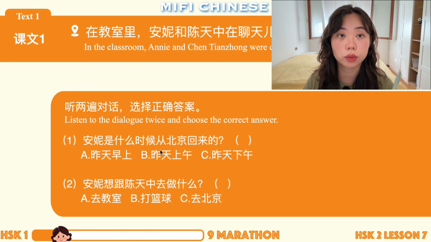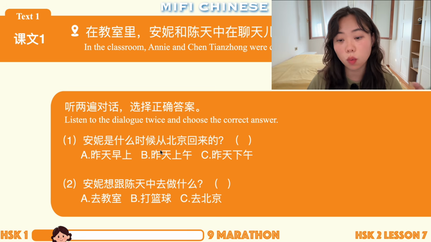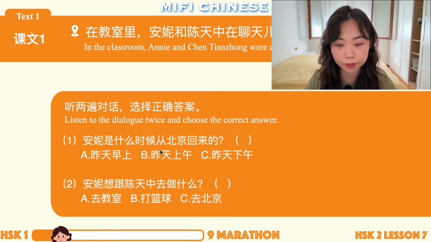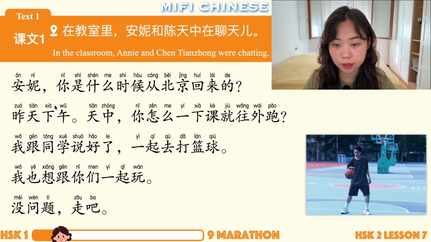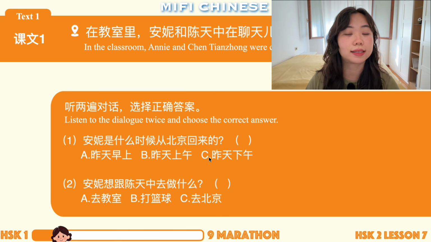Okay, so first one, 什么时候, when did she come back from Beijing? Here, 从, we will learn this in this lesson. It means from. So 从北京, from Beijing. When did she come back from Beijing? So 你是什么时候 asking? The original text, 昨天下午, right? 昨天下午. So we choose C for this one.